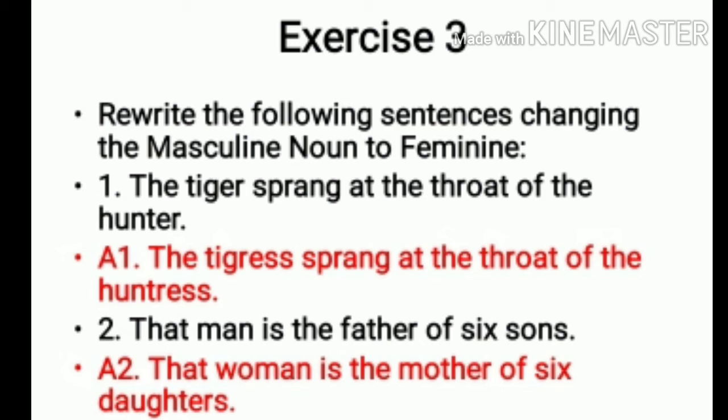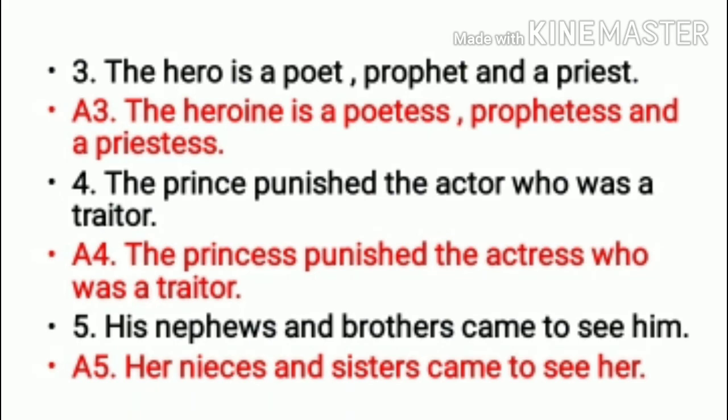Second, that man is the father of 6 sons. Your answer 2, that woman is the mother of 6 daughters. Third one, the hero is a poet, prophet and a priest. The third answer will be, the heroine is a poetess, prophetess and a priestess. Fourth one, the prince punished the actor who was a traitor. Your answer 4, the princess punished the actress who was a traitor.